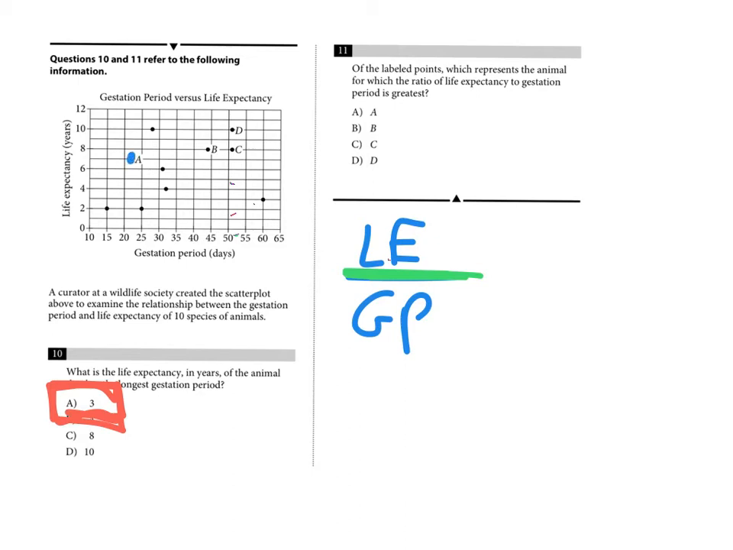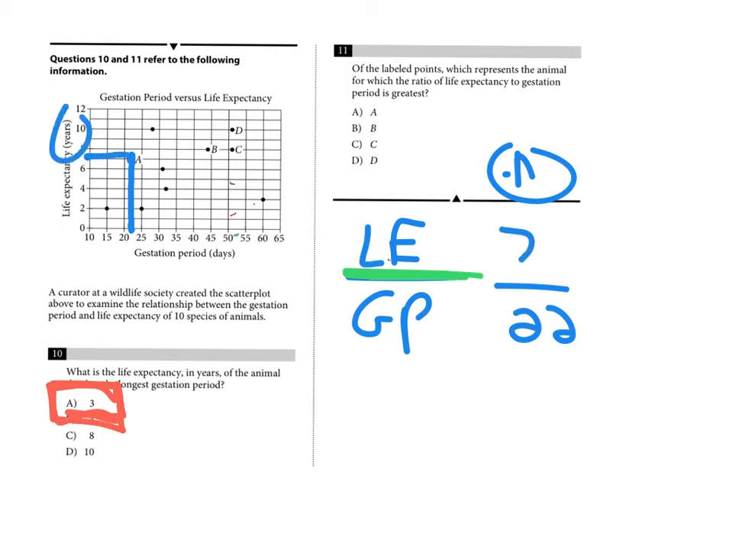For animal A, the gestation period is about 22 days. Life expectancy is about 7 years. So that's letter A. Letter B, it looks like here we have 44 to 8. So I have 44 on the bottom, 8 up top.